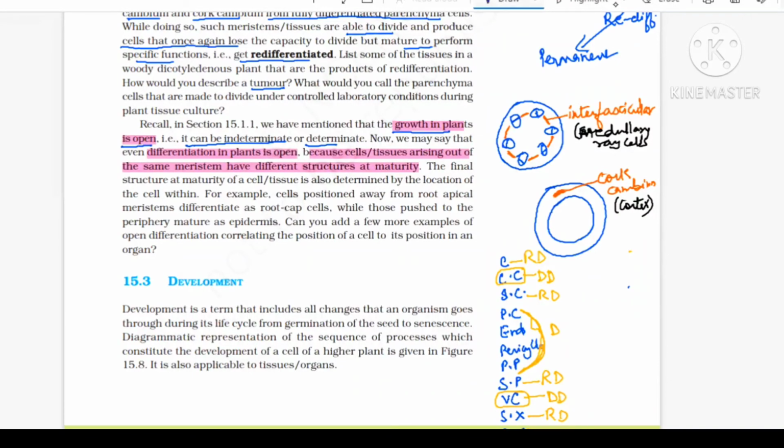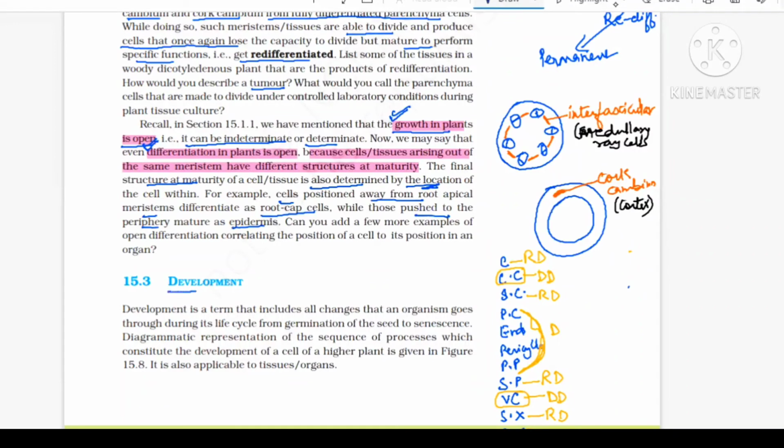Till now what we have studied is that growth is open, and now we are saying differentiation is also open, because they can arise from the same meristem. They can become collenchyma or parenchyma or sclerenchyma, and they will perform depending upon the location also. So final structure at maturity is also determined by the location where they are present. If the cell is positioned away from the root apical meristem, it will differentiate as root cap. Now one which is pushed towards the periphery, it will work as epidermis. Is it clear? So growth is open, even differentiation is also open.